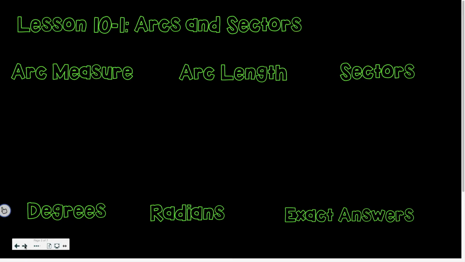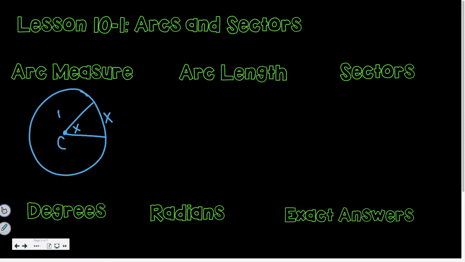Lesson 10.1 was all about arcs and sectors. The first thing that you learned about was arc measure. The way arc measure works is if you have a circle and you have a central angle with the vertex of the angle in the center of the circle, whatever your angle measure is, that's what the arc measure is. The only time that changes is when your vertex for the angle is not in the center, and we'll talk about what happens then later. So that's arc measure.